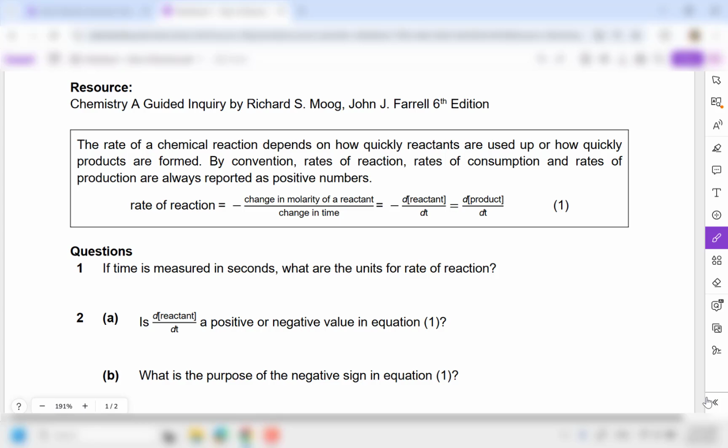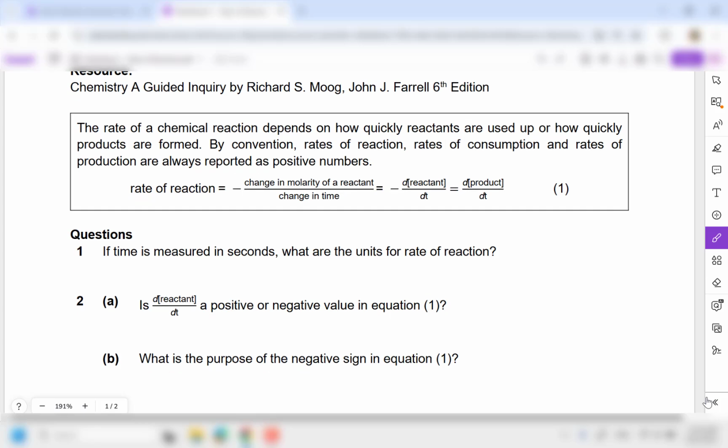familiar with. Okay, so this worksheet began by giving you a definition of what exactly we meant by a rate for reactions. You can see that the rate of a chemical reaction can be determined from either the perspective of the reactants, how quickly they are being consumed, or how quickly the products are being formed. By convention, rates of reaction, consumption, and production are always reported as positive numbers. Okay, so this is important. They are reported as positive numbers.